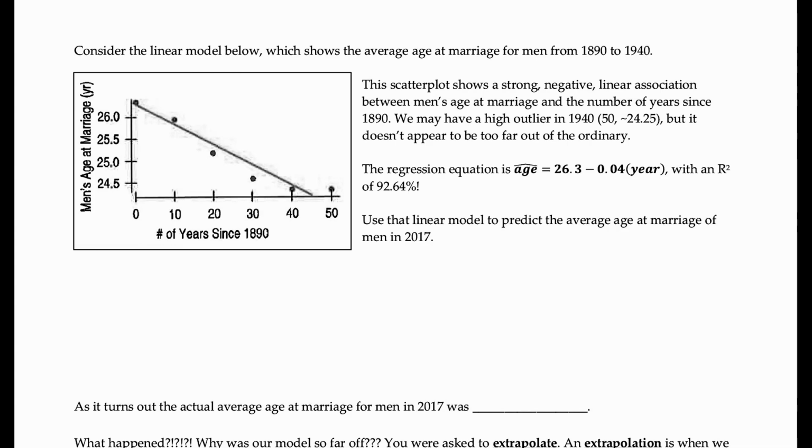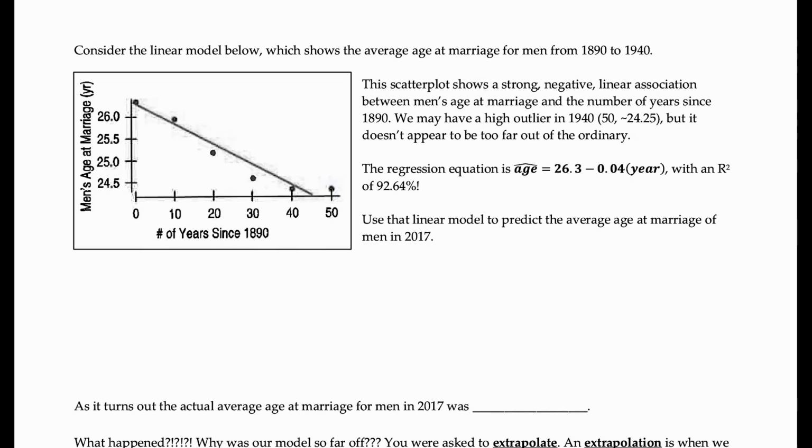All right, on to the backside here. So now we're going to consider the linear model below that shows the average age at marriage for men between the years 1890 and 1940. You can see that we only have data for every 10 years there. What we're seeing here is a strong negative linear association between men's age at marriage and the number of years since 1890, okay? And it might even be considered an outlier at 1940. This one right here, you might consider it an outlier, but if you are like, no, that seems fine to me, I totally understand as well.